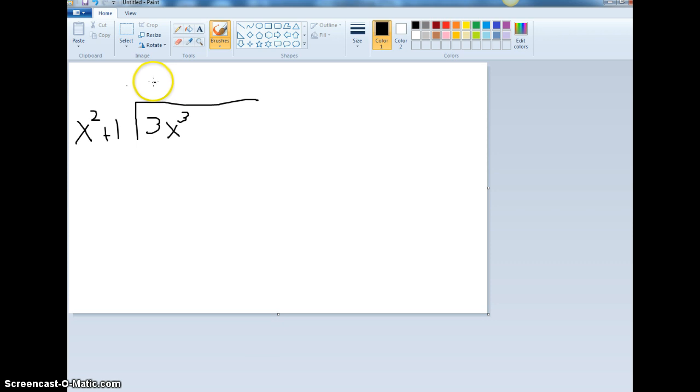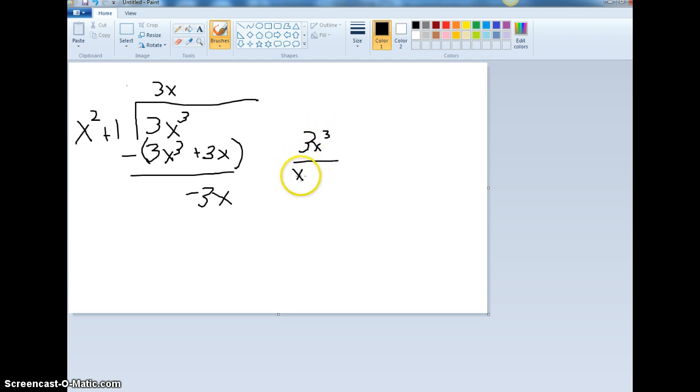So I got to do the long division. So I need a 3x here, because 3x times x squared gives me the 3x cubed. And then I would have plus 3x. And then remember the way long division works, you then have to subtract. So I'm going to have 3x cubed minus 3x cubed, that's 0. Then I'm going to have 0 minus 3x, that's minus 3x. So there's my remainder.